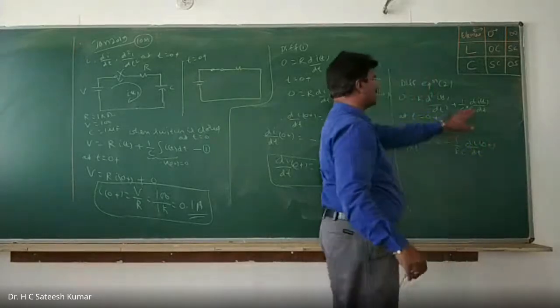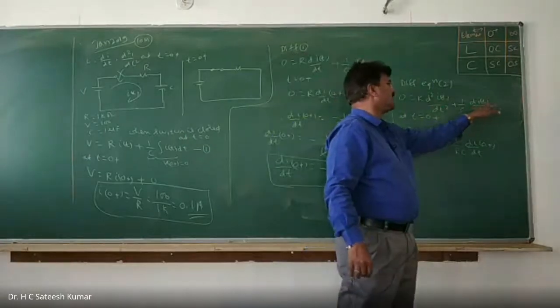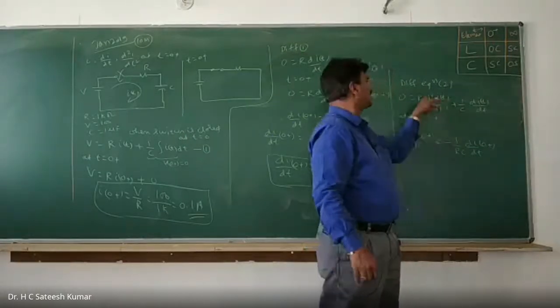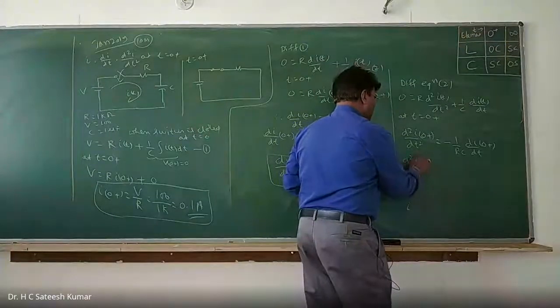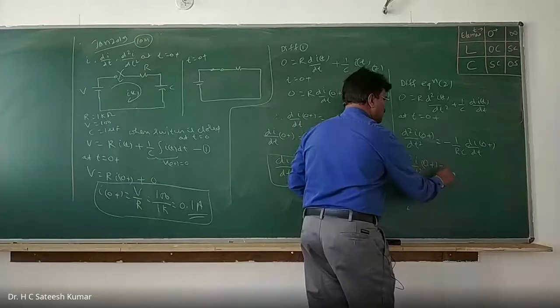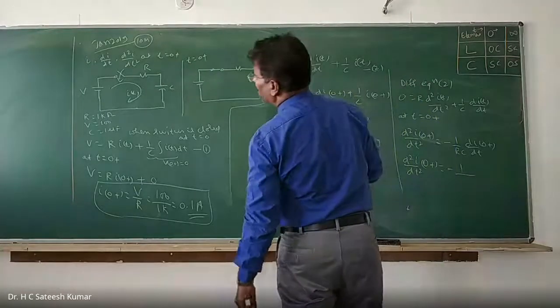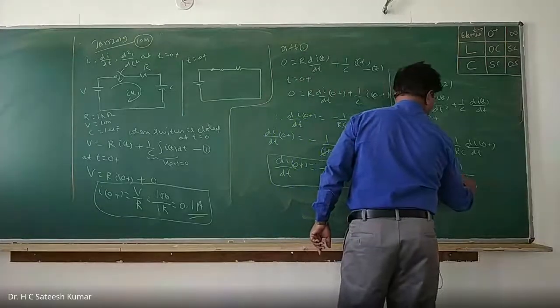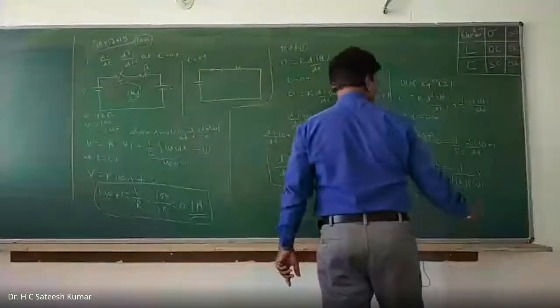Directly I have written. First you transfer this to the left hand side. You will get minus 1 by c into di by dt at t is equal to 0 plus. And transfer r to the denominator, you will get this. So therefore, d squared i divided by dt square at 0 plus is equal to minus 1 by r, R is 1k, into 1 micro into di by dt at 0 plus.